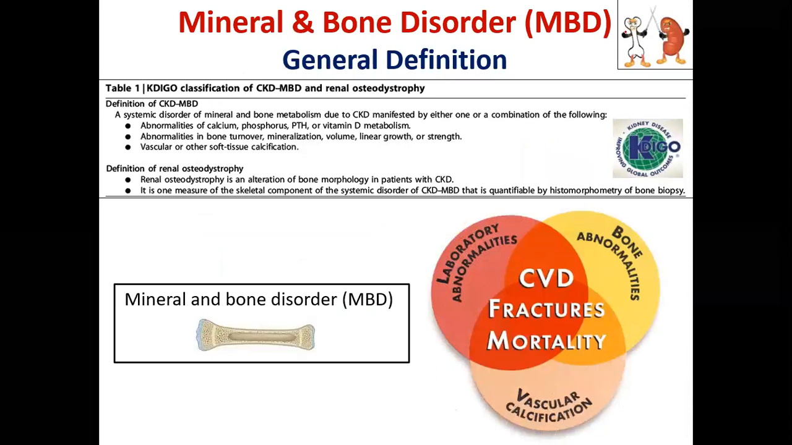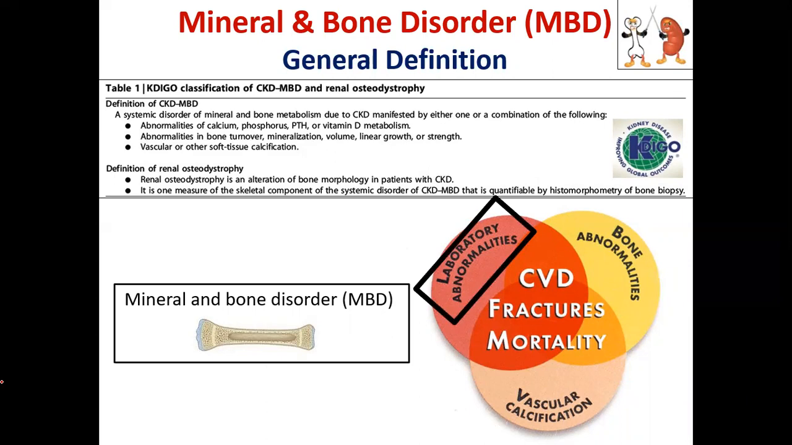As we all know, the definition of mineral and bone disorder that is related to chronic kidney disease is a combination of 3 important parameters. Mineral and bone disorder will involve laboratory abnormalities in the patient, bone abnormalities, and vascular calcification. These are the 3 main components of mineral and bone disorder.